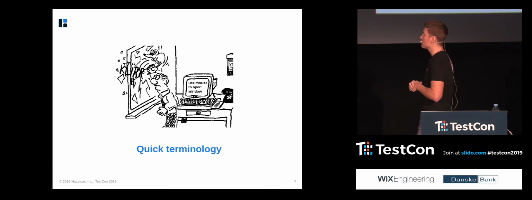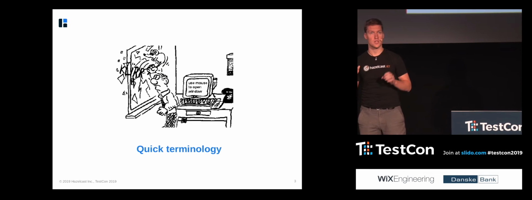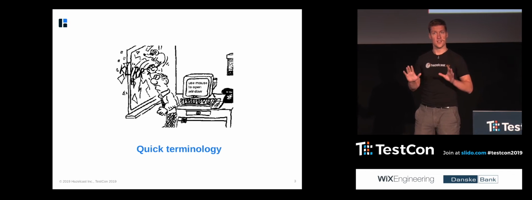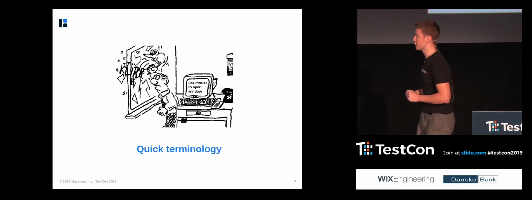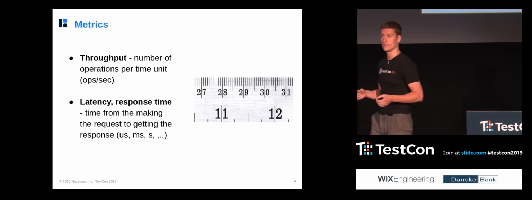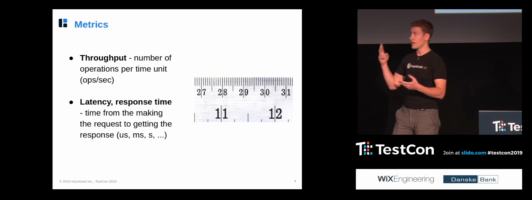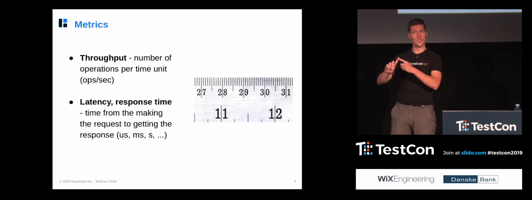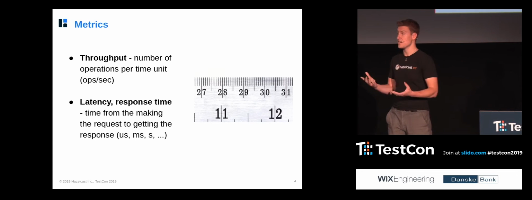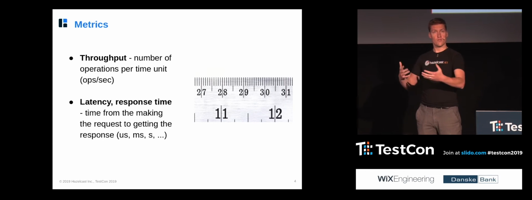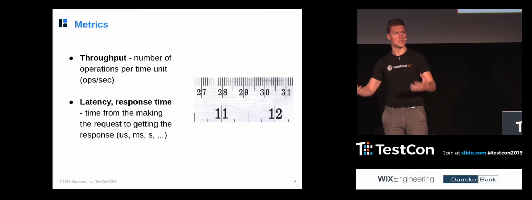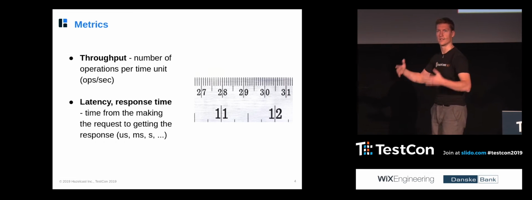Before we start, I would just like to do some quick terminology recap, just so we're on the same page, and there are no misunderstandings in these completely basic things. So what do we actually measure when measuring performance? There are two basic metrics: throughput and latency. Throughput is the number of operations that you do per some time unit. So you try to do as many operations as possible, in a second, in a minute, whatnot.